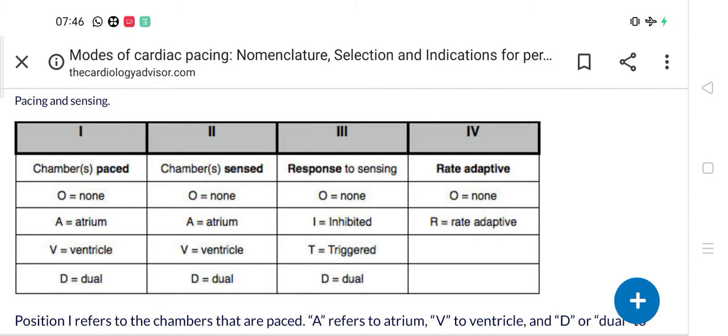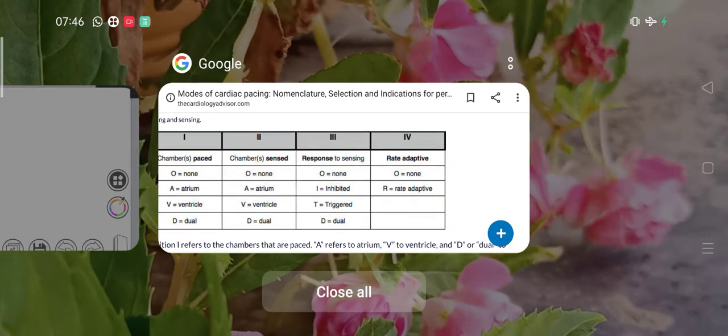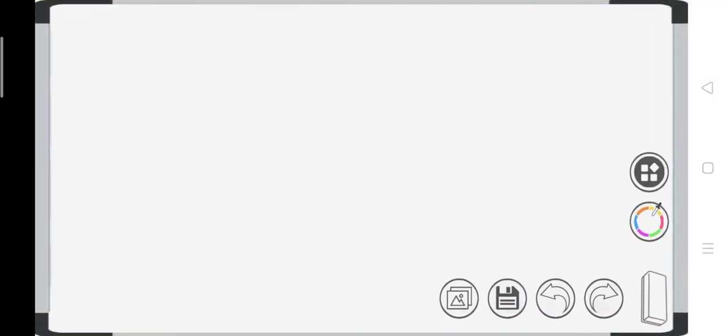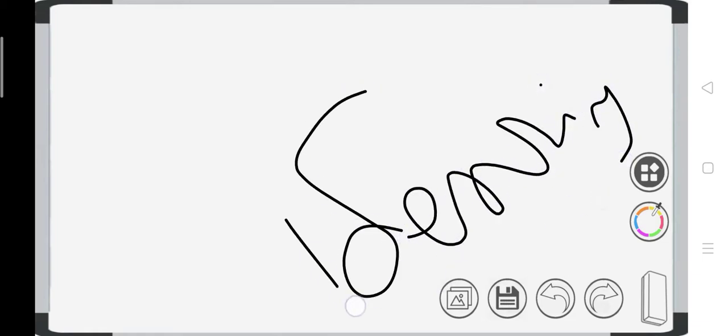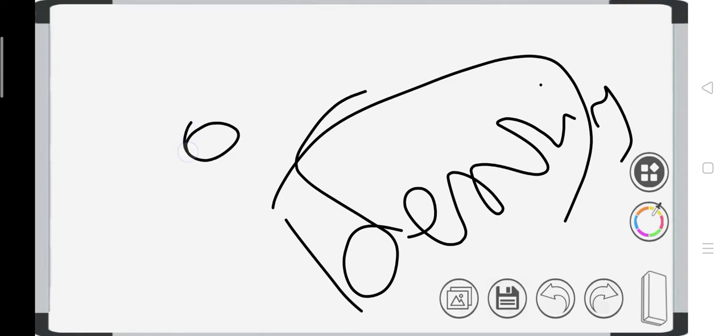As you know, we usually use VVI, DDD, AAI nomenclature in the pacemaker. I will go through this one fast. The chamber paced, chamber sensed and response to sensing are all with respect to the pacemaker generator, not with respect to the heart. That is very important. That means the chamber that is paced or sensed is the chamber where the generator has its lead.